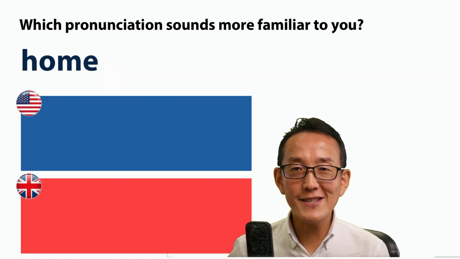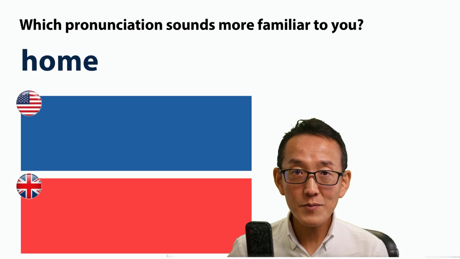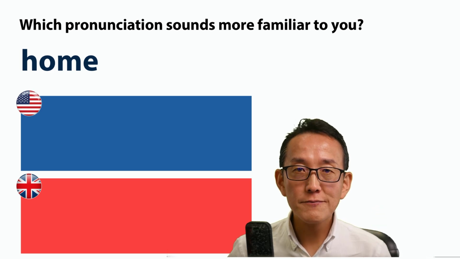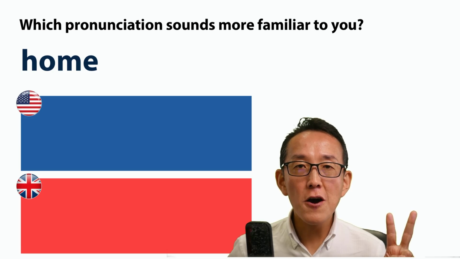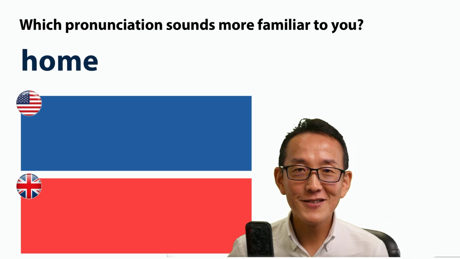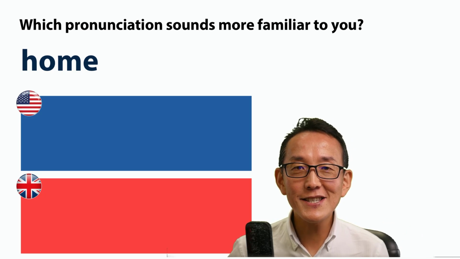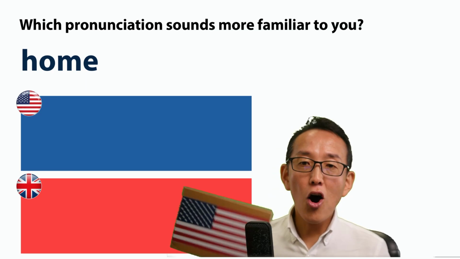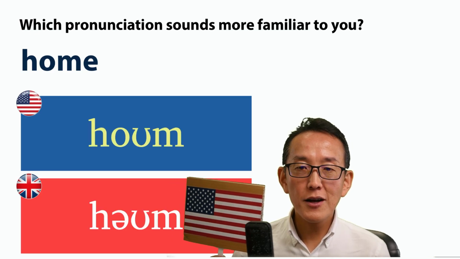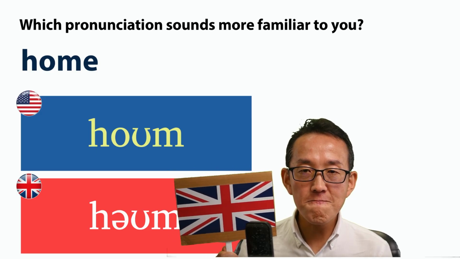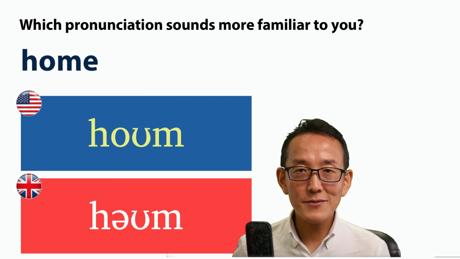The next word is this, H-O-M-E. Again, I'll say this word in two different ways. Home, home, home, home. Tell me which pronunciation sounds more familiar to you. Number one or two? This time I said the American pronunciation first. So home, home, and home, home, home. Sounds a little different.